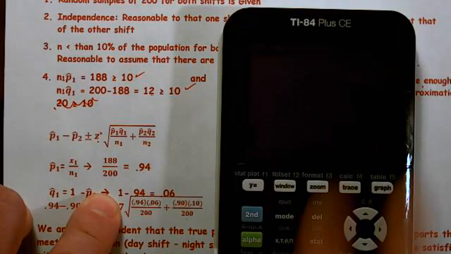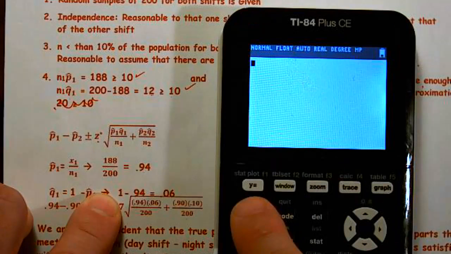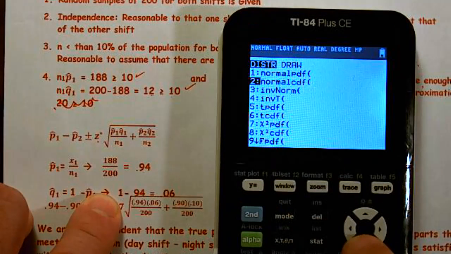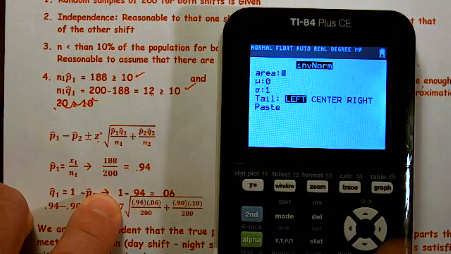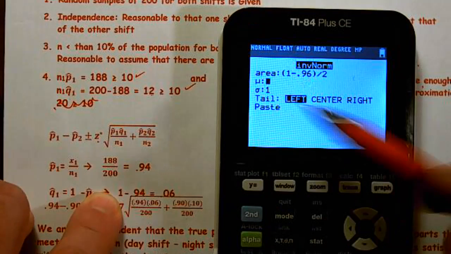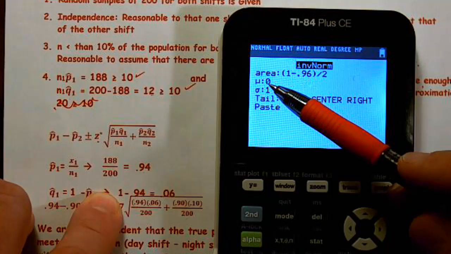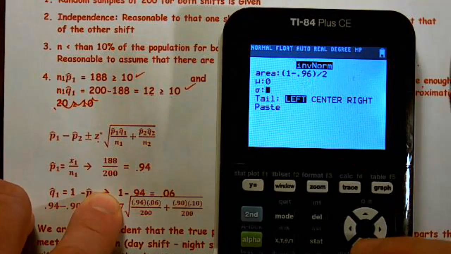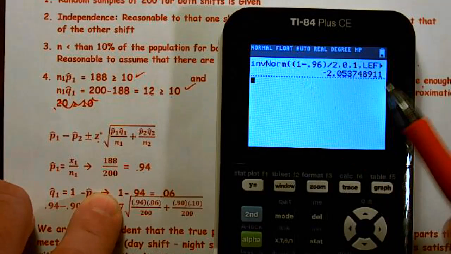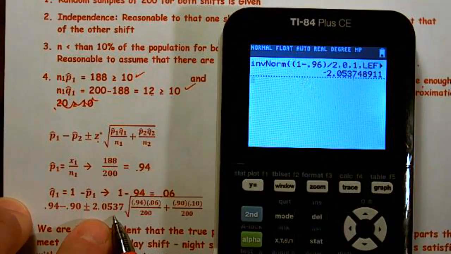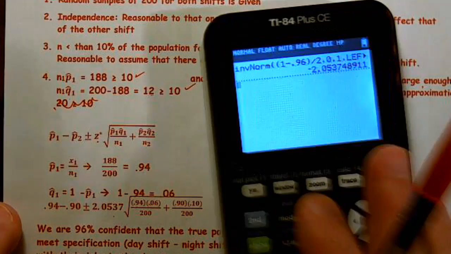Now this is z star, and it's been a while since we've done this. So 2nd vars, invNorm, area, parenthesis, 1 minus 0.96, close parenthesis, divided by 2. Please remember, if we're working with a z, our mean is always 0 and our standard deviation is 1. And I end up getting 2.0537. We always make it positive, it just makes our life easier.